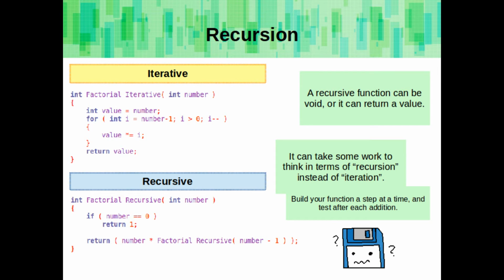A recursive function can be void, or it can return a value. It can take some work to think in terms of recursion instead of iteration. Build your function a step at a time and test after each addition.